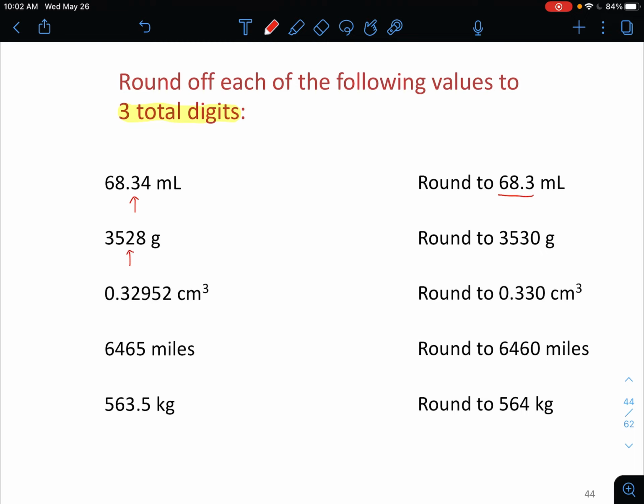3528. 2 is the cutoff number, but it's followed by 8, which is bigger than 5, so we round up to 3530. So I still need that 0 there, right? If I just called it 353, then it wouldn't be 3,530, it would just be 353. So make sure you're keeping the same numerical value when you're doing this. If something rounds up like that, it still needs to be there as a 0, so that's what happens in this case.